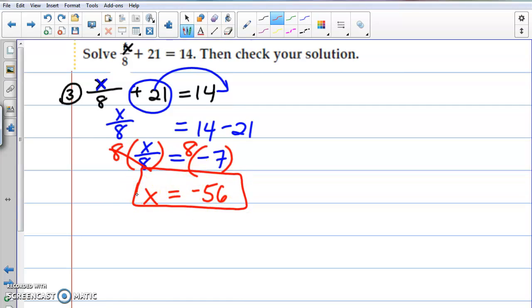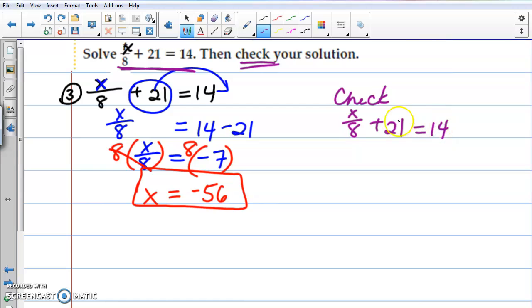Now for this one, we were also asked to check it again, so let's see a check. So remember, we're going to go up to our original, x over 8 plus 21. Oh, I wrote that wrong. I'm sorry. Try this again. x over 8 plus 21 equals 14. And now we're going to replace x here with our negative 56. So negative 56 over 8 plus 21 equals 14.